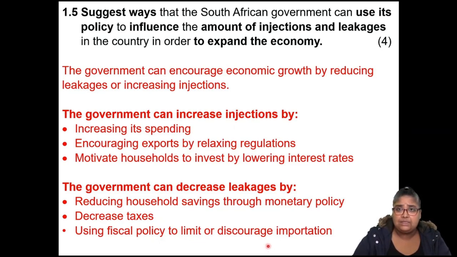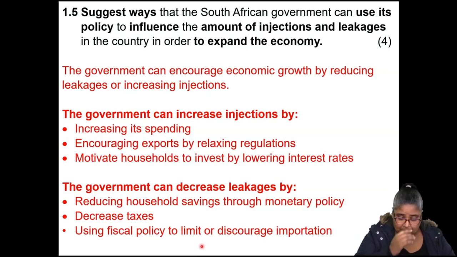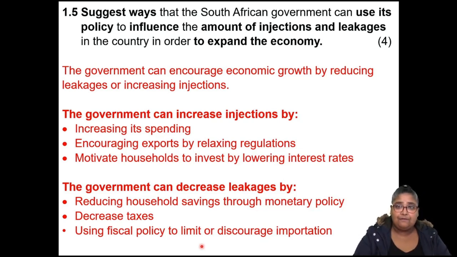How is this a way of decreasing leakages? Customs duties, excise duties, those types of taxes are levied on imports. So I go online, for example, as a consumer, and instead of buying from a South African company, I order something online from a foreign company. This product is now entering our borders, and the money that I pay for it is leaving South Africa, leaving the circular flow. But if I had to pay a certain amount to get the product into South Africa, it might discourage me, because it's going to make it more difficult and more expensive for me to buy this product if it is available locally. So taxes can be used as a way to decrease leakages.